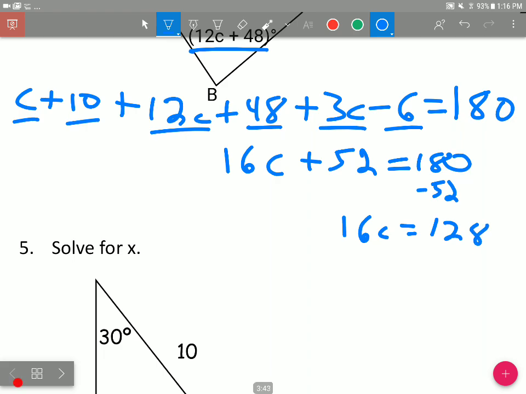128 divided by 16. In this case, C, I'm going to guess is 18. Oh, no, 8, not 18, 8. So C has to equal 8.